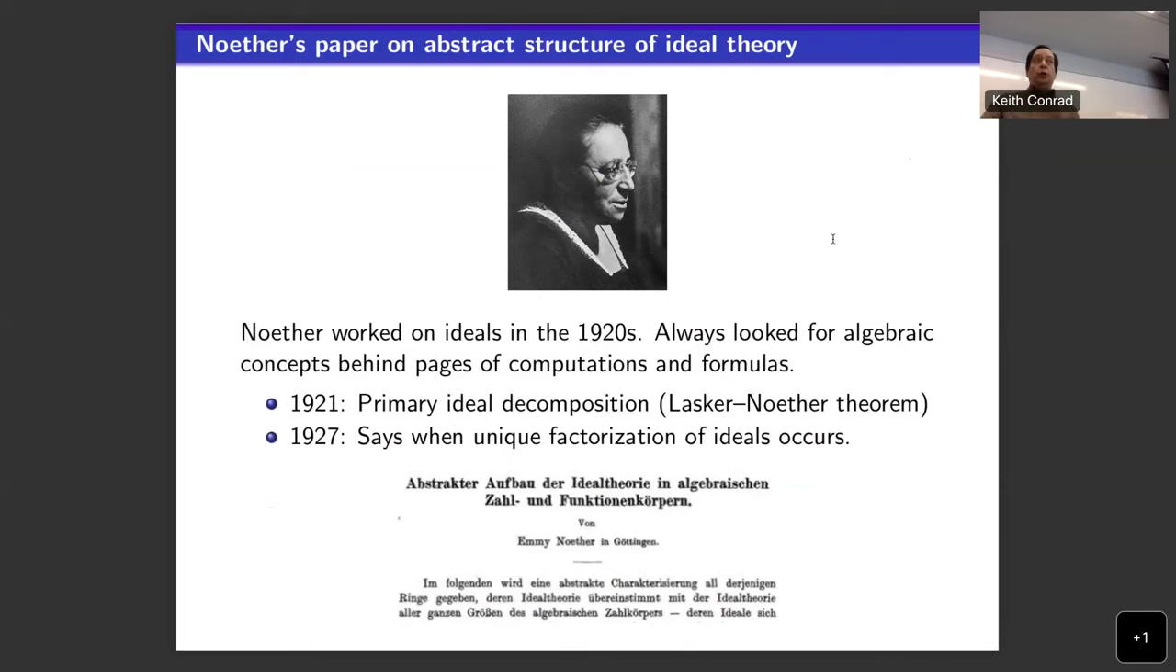And in particular, for instance, in the early 1920s, she introduced what's called the primary ideal decomposition for all Noetherian rings, which is a vast generalization of unique factorization, which is especially useful in algebraic geometry or polynomial rings. And towards the end of the 1920s, she looked at the setting of ideals as a source for unique prime factorization and pinpointed exactly which settings you can have unique factorization of ideals. This is a screenshot of the beginning of her paper about the abstract structure of ideal theory in number fields and function fields. So what was it that Noether had done?